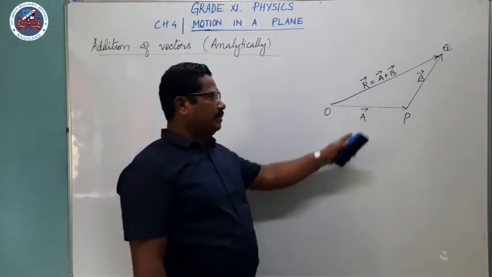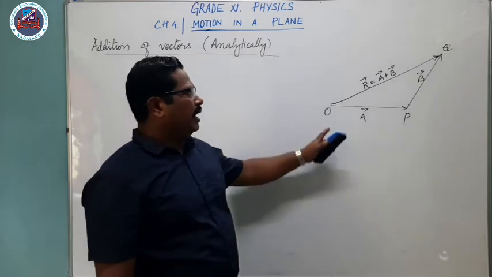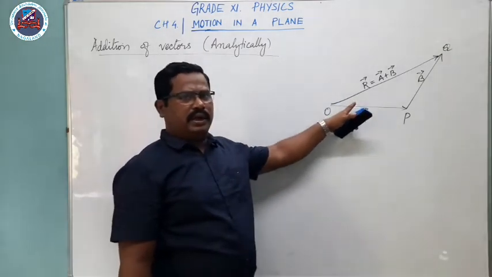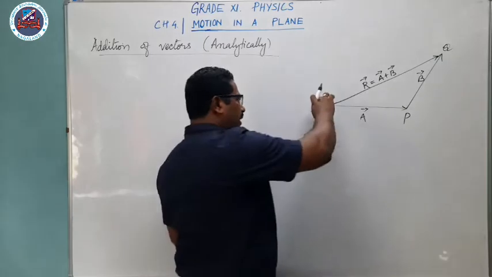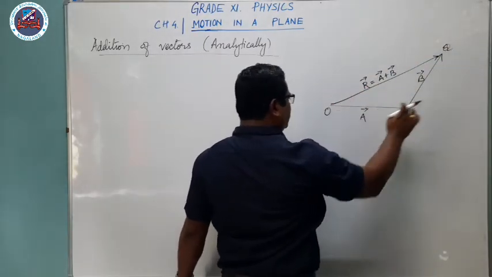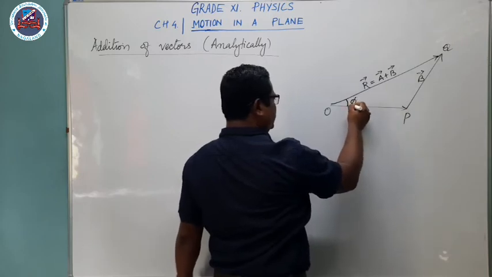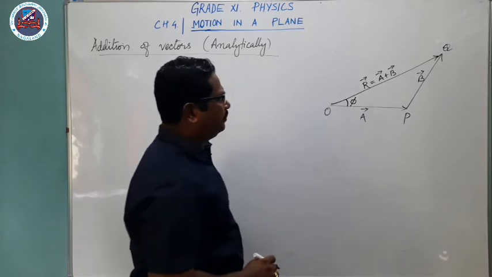Now, what is the magnitude of R and what is the direction of R? Magnitude of R means the value of the resultant vector R, and the direction means at what angle this resultant is making with the vector A. Suppose this is phi. This we will have to calculate. The direction you will get from this value phi.